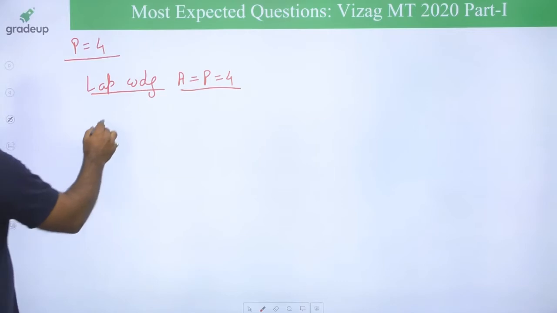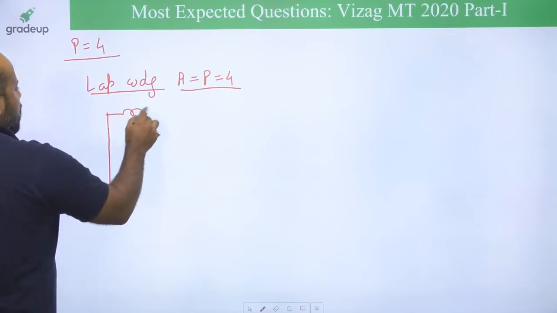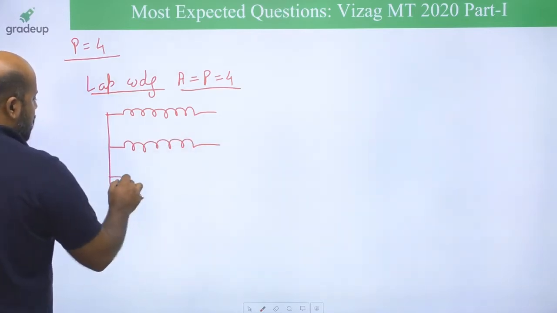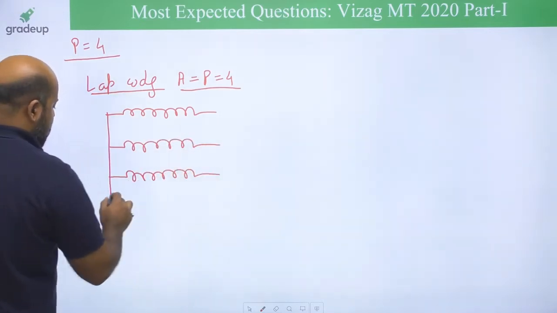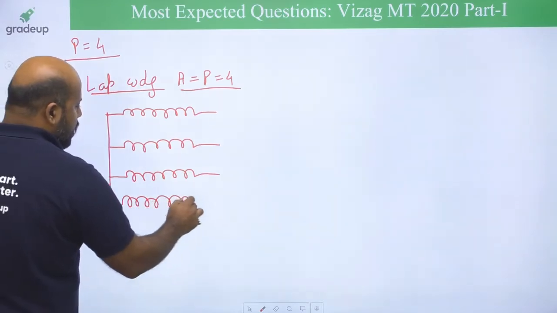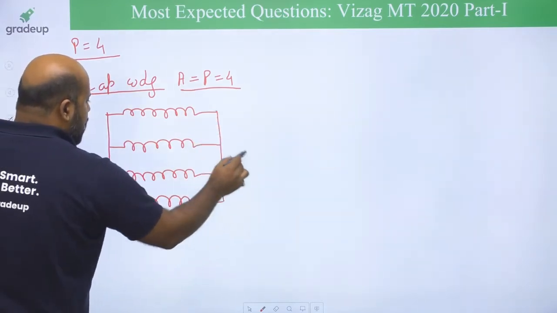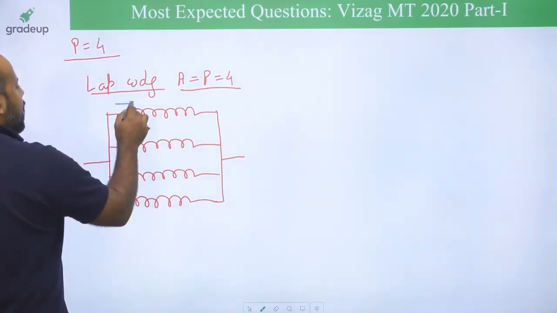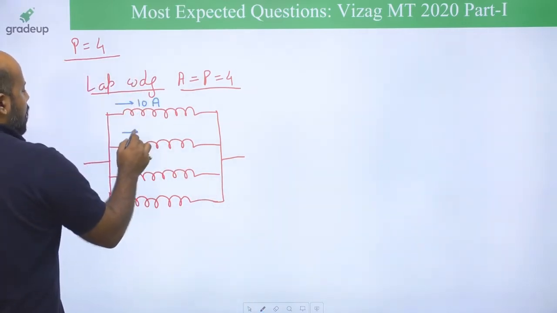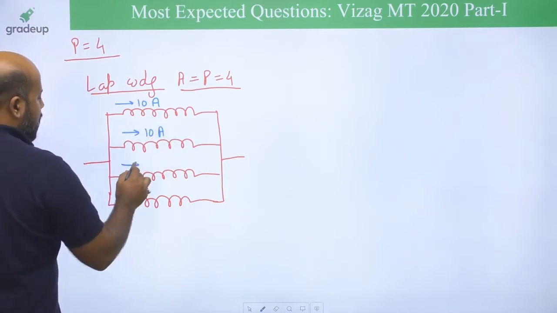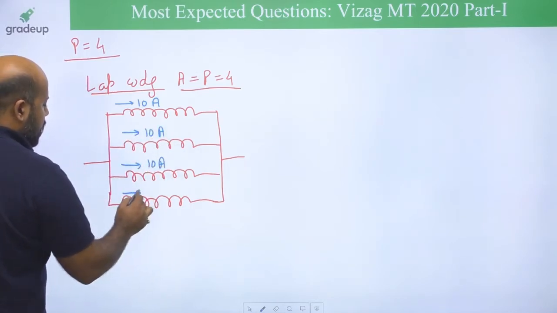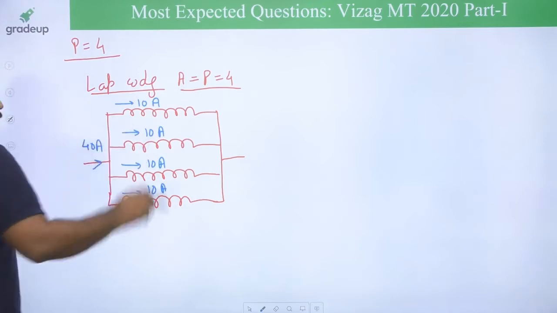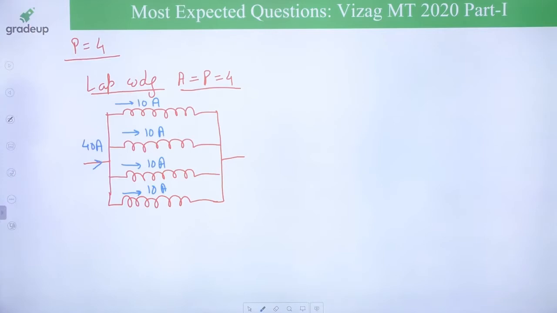So the situation is like this. There are going to be 4 parallel paths. And in each parallel path, he is saying, without overheating, the current is 10 amperes. So each parallel path current is going to be 10 amperes. So what is going to be the total current? This is going to be 40 amperes in case of lap winding.